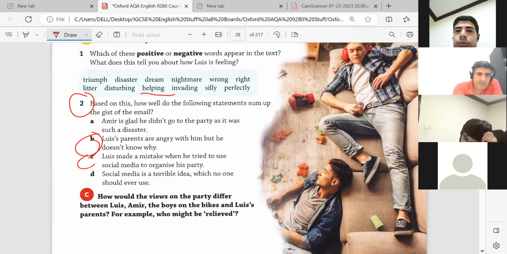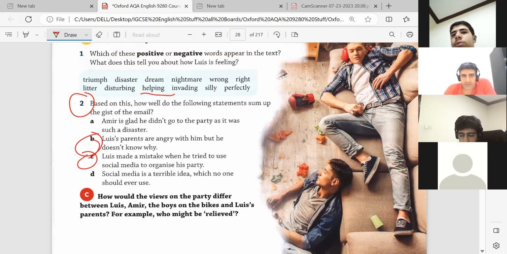Right. What about C? Lewis made a mistake when he tried to use social media to organize his party. Yes, it is correct, because he made it public instead of private. So everyone came and saw the event. Okay. The last one.